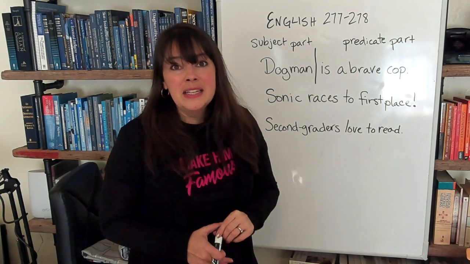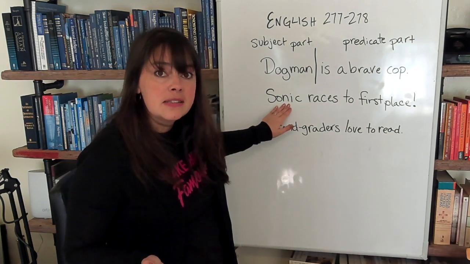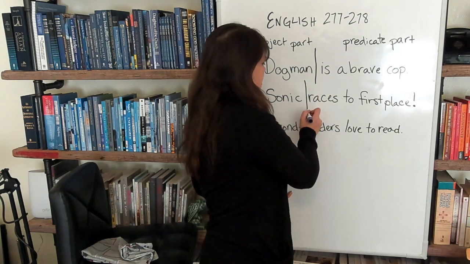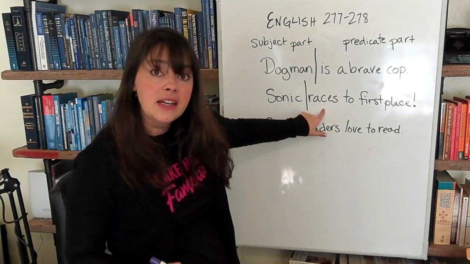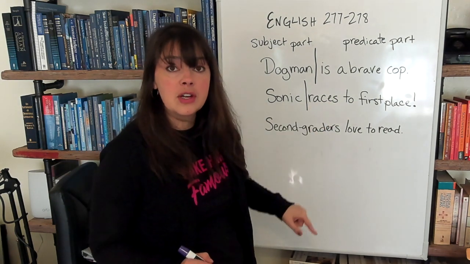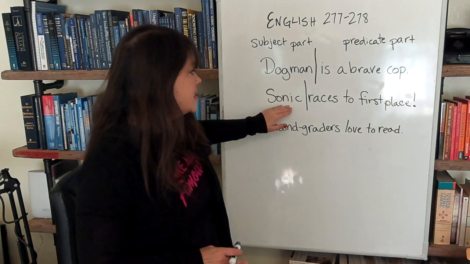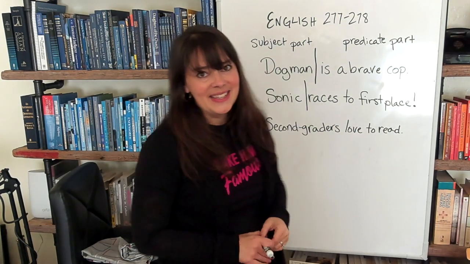And which part of the sentence do you think is the predicate part? This will be telling us what the subject is doing or what the subject is. And so we see this, races to first place. Well, let's draw a dividing line between these two. Races is a verb. It's the action part. This is the clue to let us know here's where the predicate is, okay? Sonic is the subject, and races to first place is the predicate.